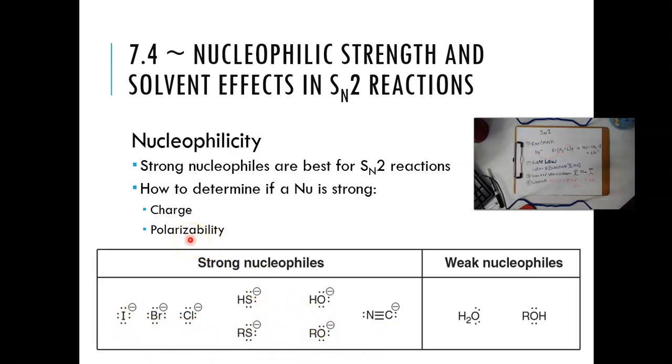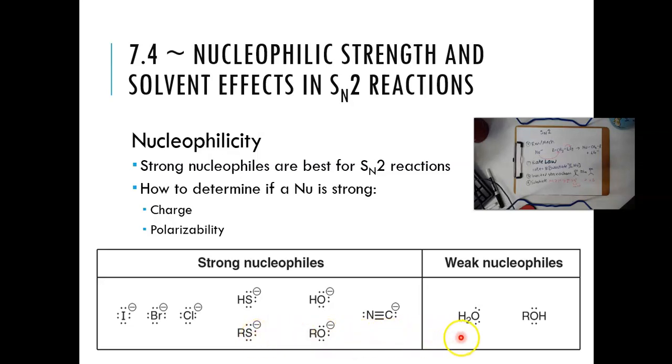Polarizability, this is a word you learned back in general chemistry. Something is more polarizable if we can more easily move its electrons around. And so really that just means something that's larger. So sulfur is in the 3rd row of the periodic table and oxygen is in the 2nd row. Because sulfur is larger than oxygen, it's more polarizable, which means it's a stronger nucleophile than oxygen.